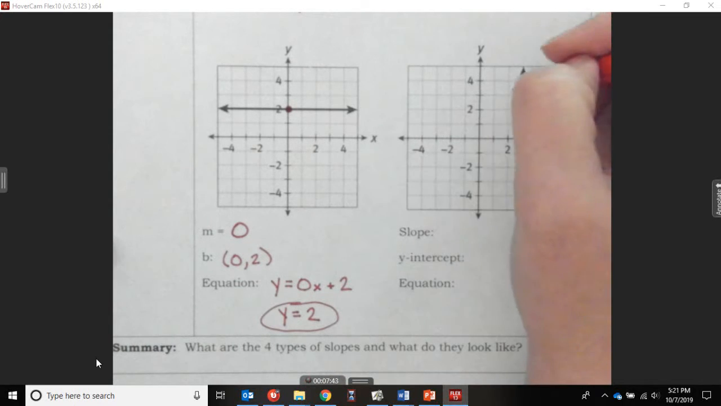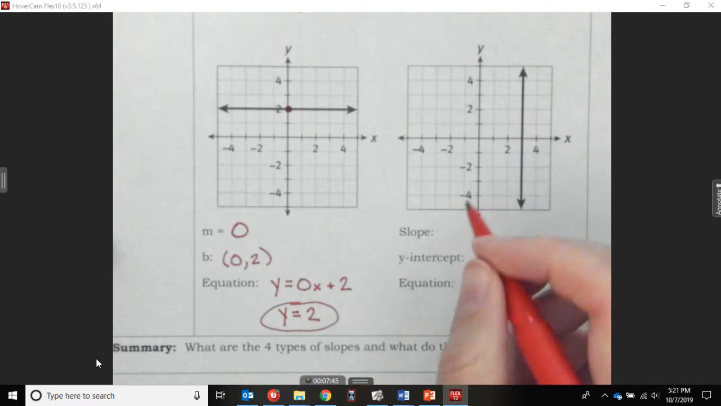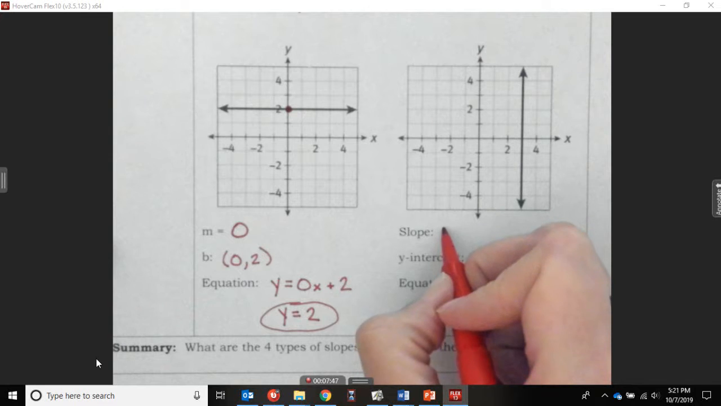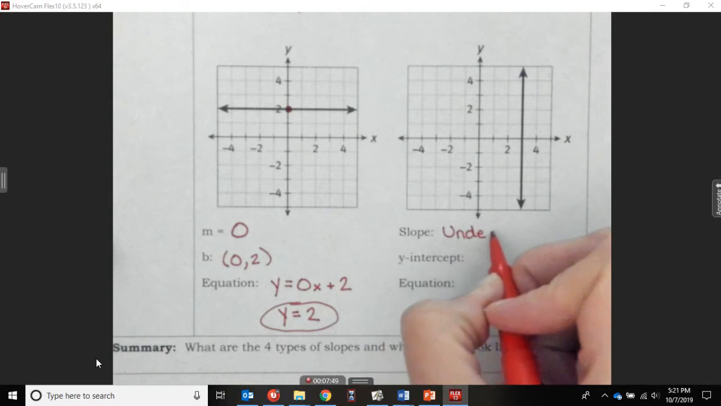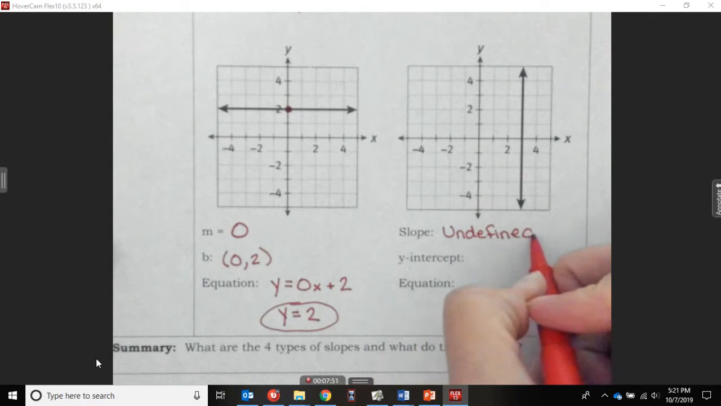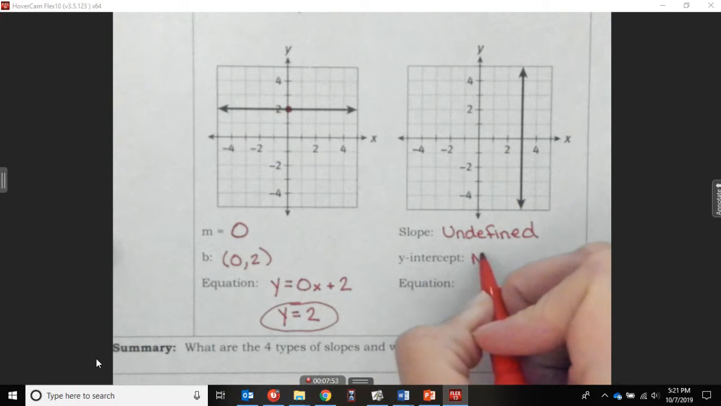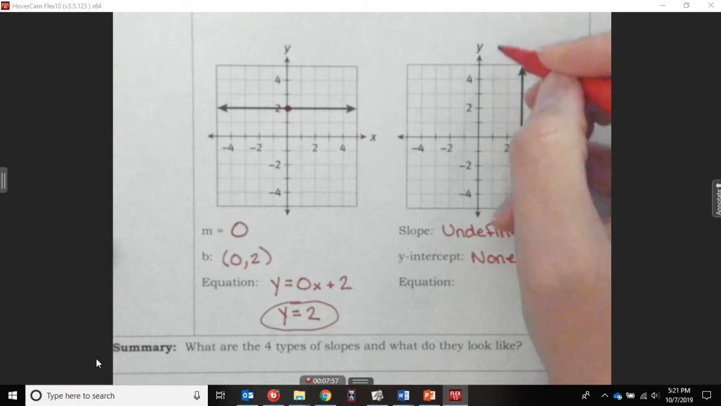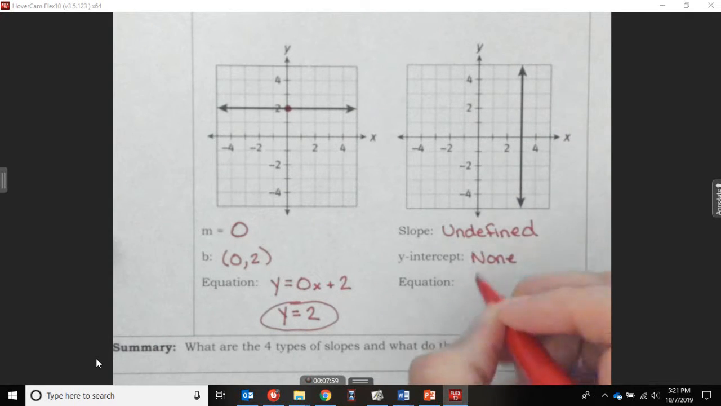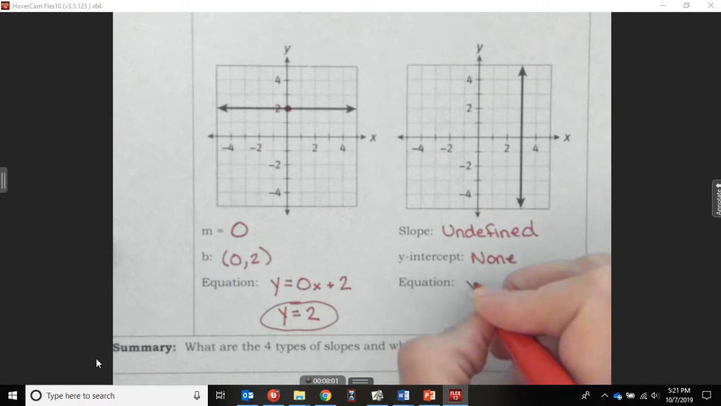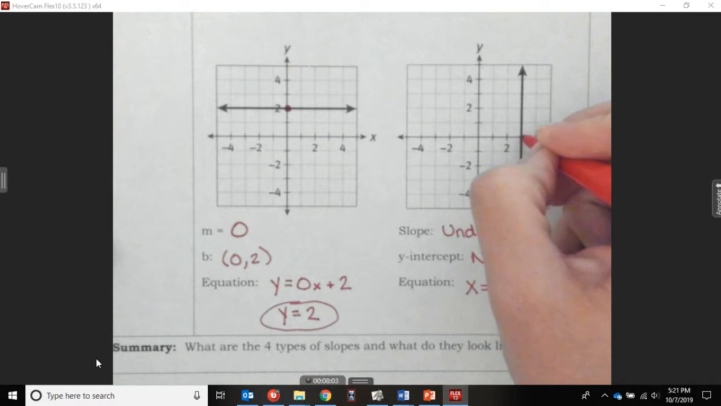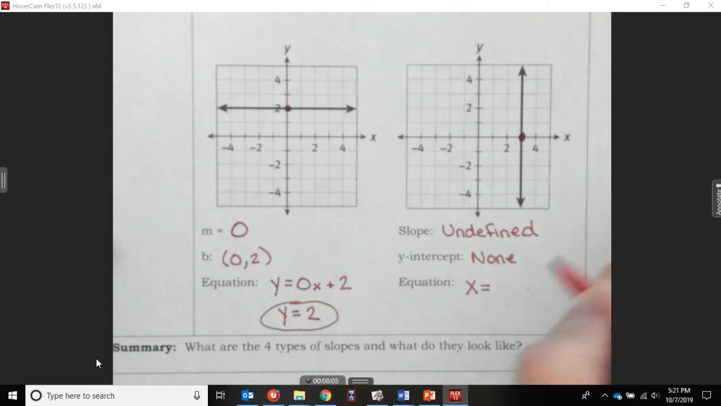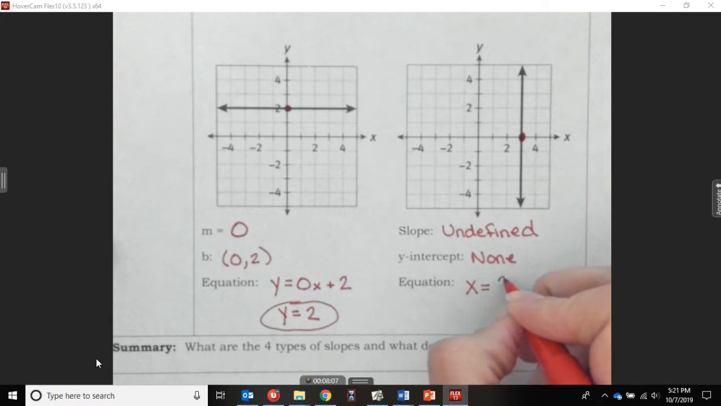And then this last one is undefined. So the slope is undefined. The y-intercept does not exist, right? This line never crosses the y-axis. And so my equation is not a y equals equation, it's an x equals, and it's x equals wherever it crosses, which is 3.